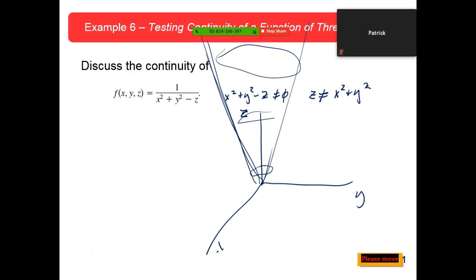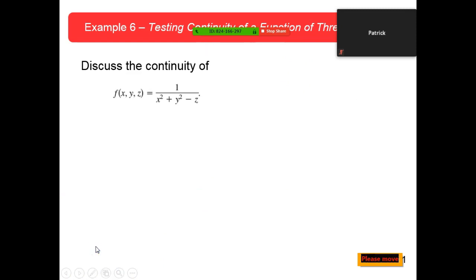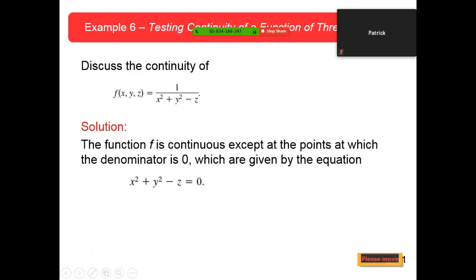Okay. So, let's see how they do it. That's a pretty sorry rendition on my part, but let's see how they do. Okay. The function is continuous everywhere except at the points where the denominator is 0, so therefore they give it as an equality. I like it as an inequality.